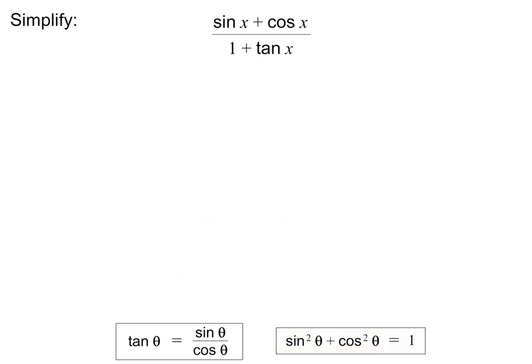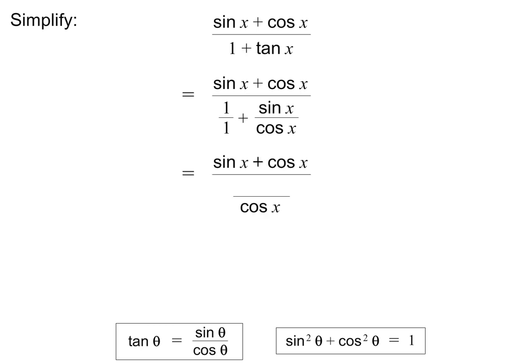Let's do another example together. What do you suggest we do first here? We cannot do much at the top, but we do have tan x at the bottom. So let's use our quotient identity to change it to sine x over cos x. Next, we need to get one term in the denominator. The lowest common denominator of 1 and cos x is cos x. This means that the numerator will be cos x plus sine x.